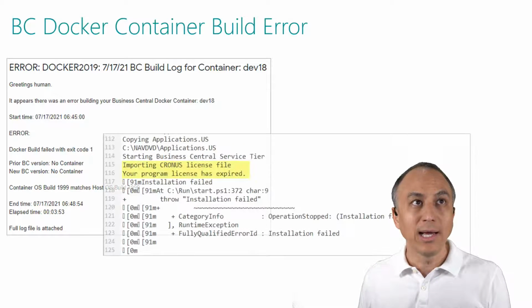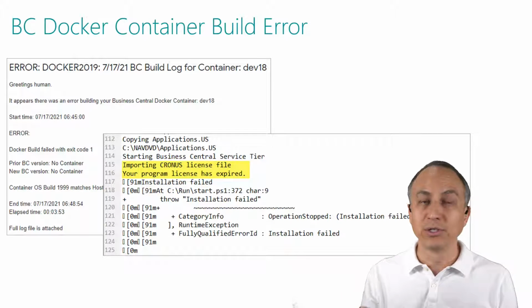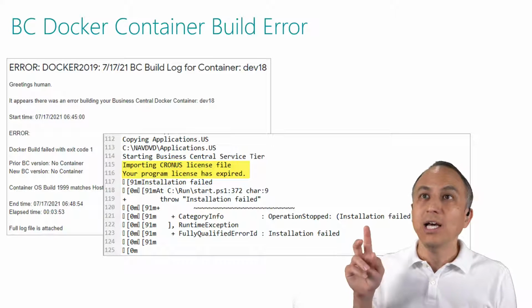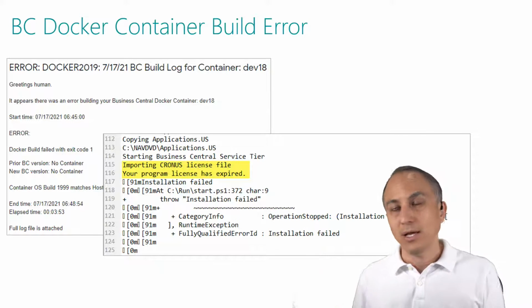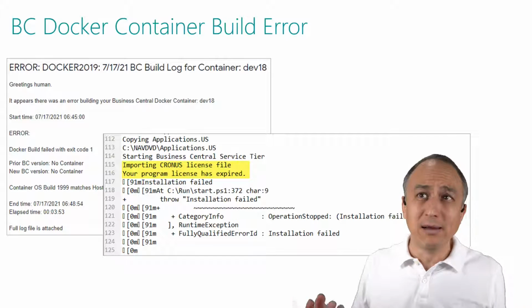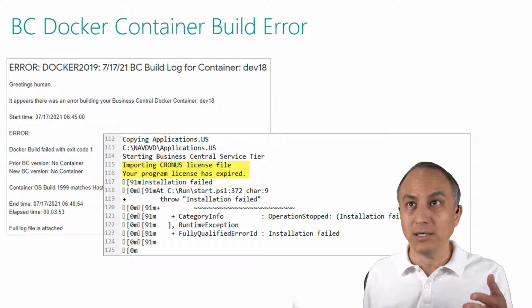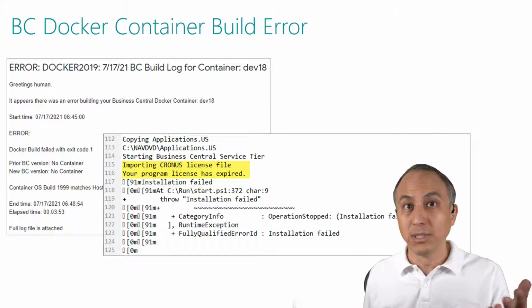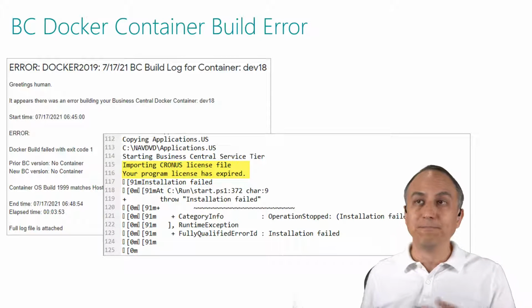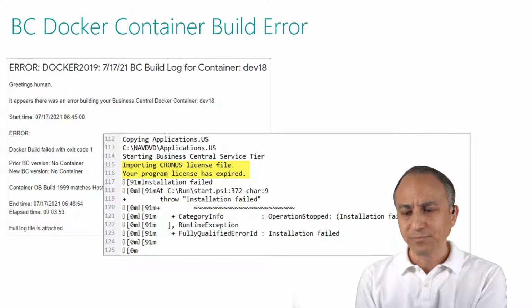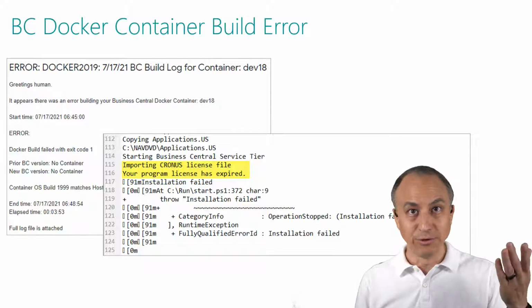So I looked at the attached log file. I always attach the full log file to these email notifications, so I was able to pull this up on my phone and look at it. Importing Cronus license file, your program license has expired. Maybe I knew this before, but I'd forgotten about it. Apparently, when your FLF license file expires, it causes the BC container build process through BC Container Helper to fail. Unfortunately, I'm not aware of any way to automatically recreate your license file. You have to do that manually through Partner Source.